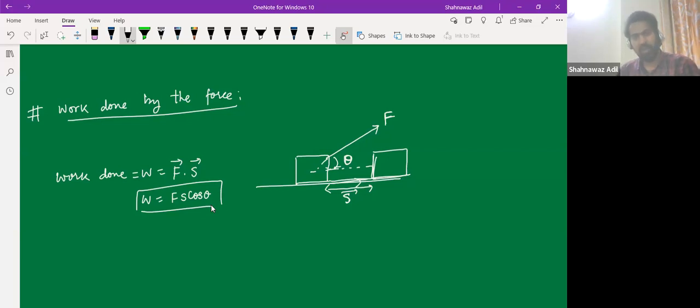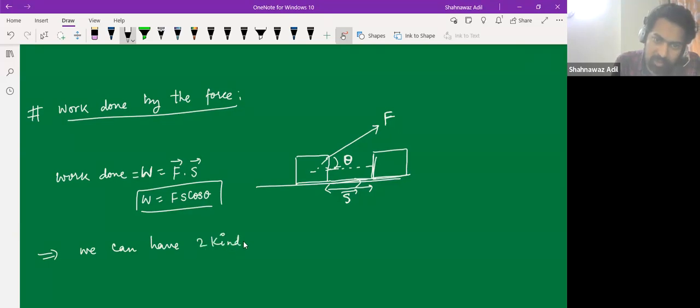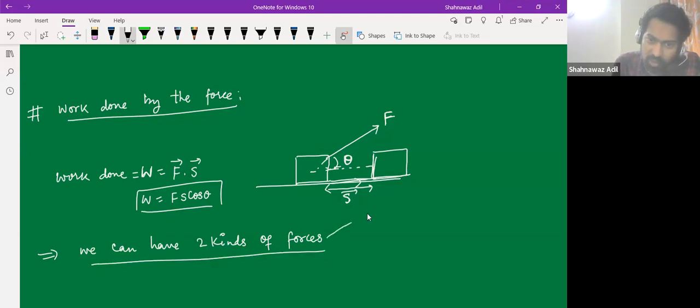Yes, sir. Okay. So now the work done is dependent upon the force applied and this displacement. But we can have two kinds of forces. What could be those forces? One would be that the force is uniform or constant.